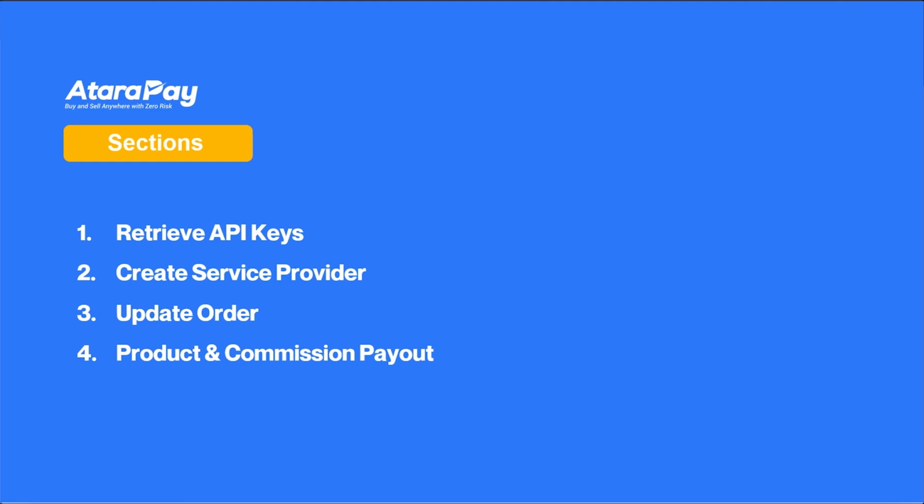The third part of it will be how to update an order with commission details and service provider details. And in the final part, we will demonstrate how to complete the payment and also see the payouts being automatically made based on the percentage specified in the previous part.